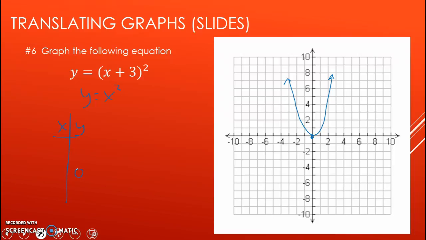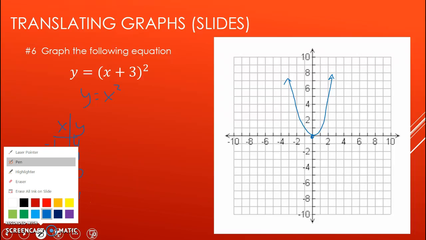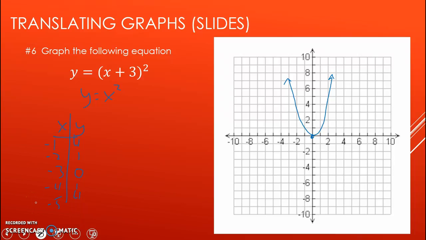Well, in order to get a 0 here, I'm going to have to plug in -3, because -3 plus 3 is 0, 0 squared is 0. Then if I plug in numbers around -3, like -2, -1, -4, and -5, -2 and -4, if I take -2 plus 3, I get 1, and 1 squared is 1. If I take -4 plus 3, that's 1, and 1 squared is 1. And here I'm going to get 4 and 4. So my new function would look like this. I'd have a point at -3, 0. Then at -2, 1, and -4, 1, -1, 4, and -5, 4, and I would get a parabola that looks like this, that's shifted 3 units to the left.